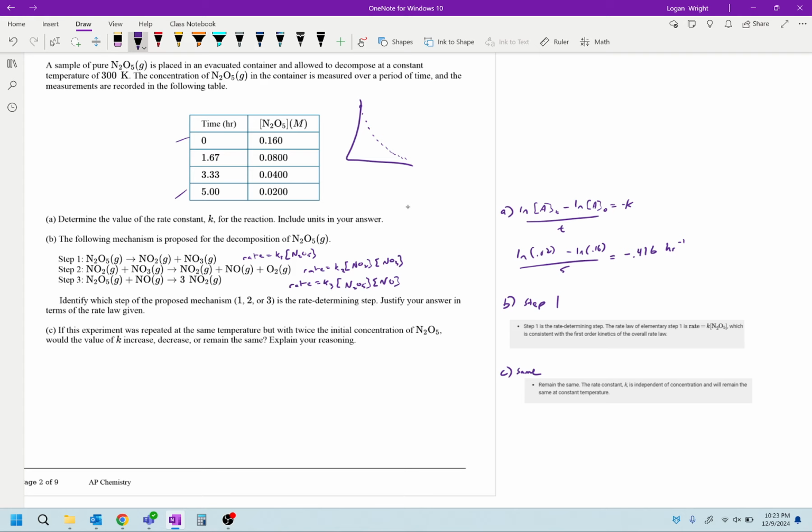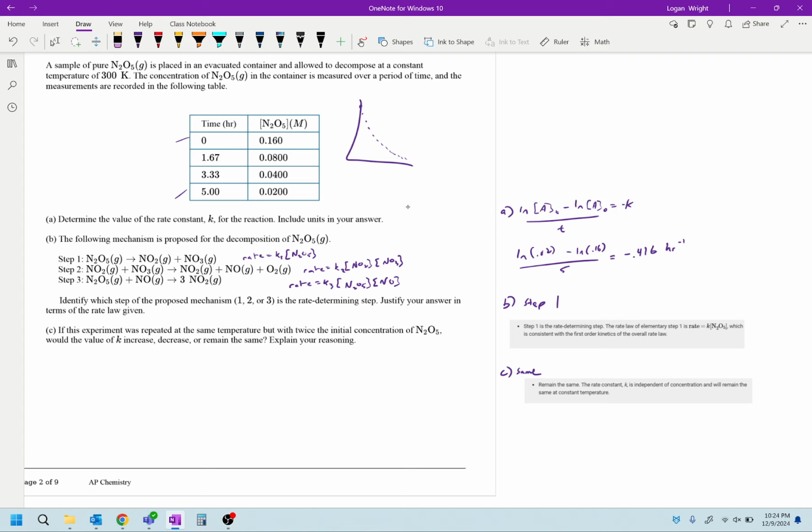But natural log of 0.02 minus natural log of 0.16 divided by the total time difference, which is 5, gives us the negative 0.416 per hour. How did I know that it was hour to the negative 1?